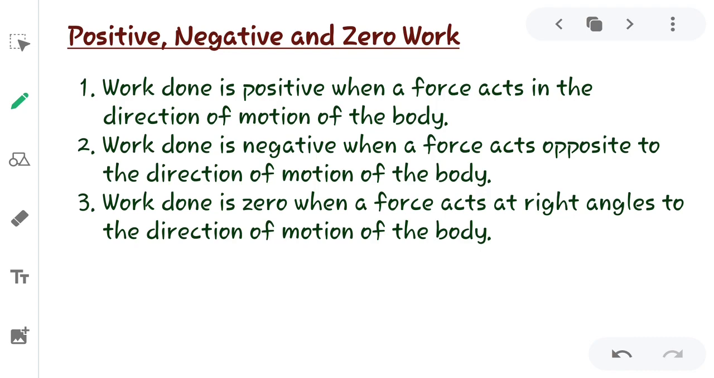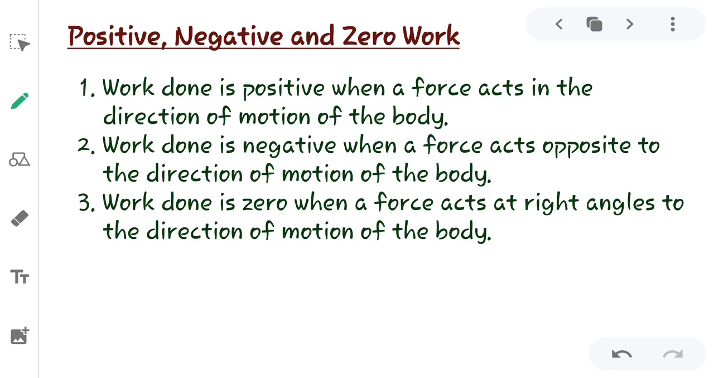The work done is positive when the force acts in the direction of motion of the body. For example, if you are kicking a football in the forward direction, the football will move in the forward direction only. So the applied force and the direction of motion are both the same. In that case, the work done will become positive.